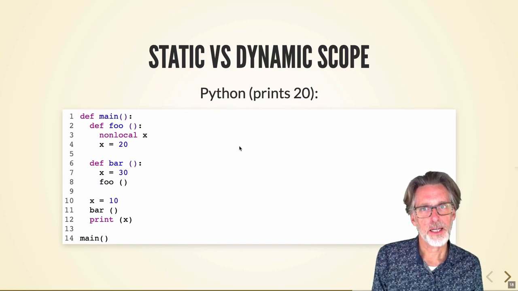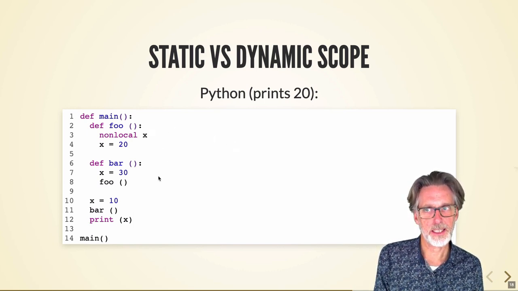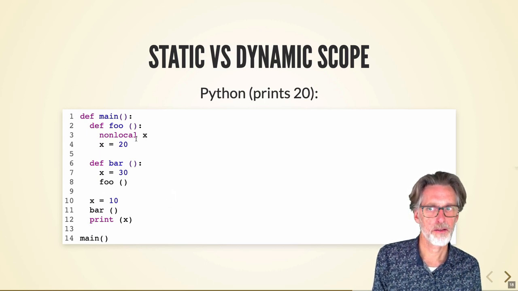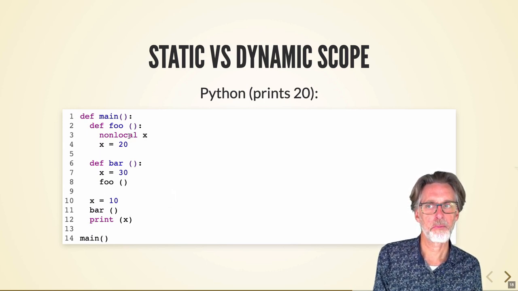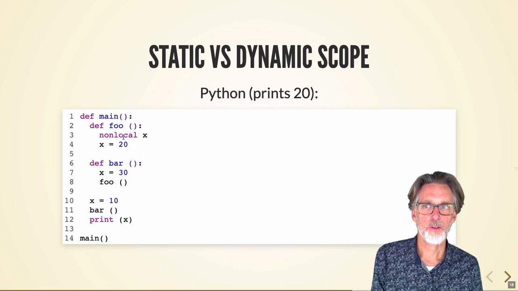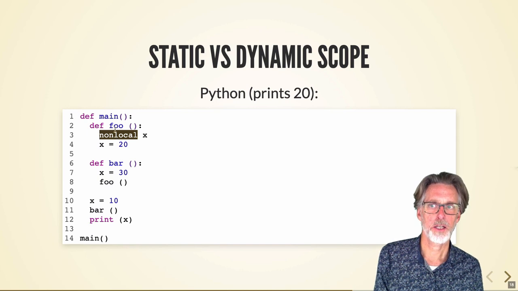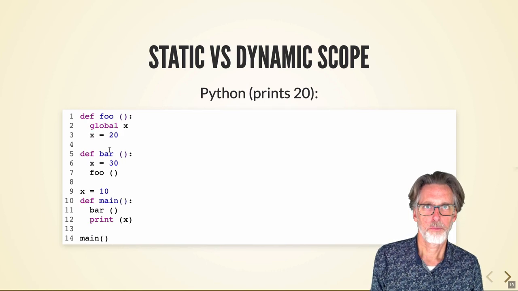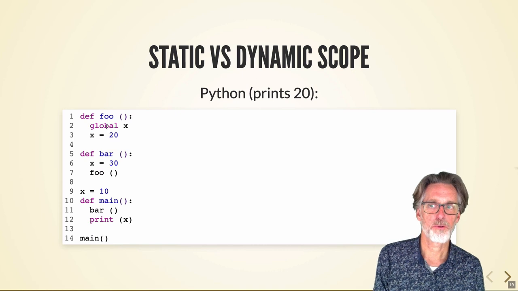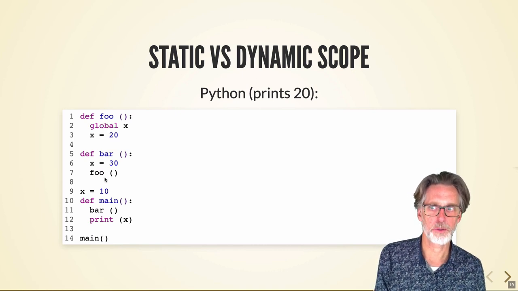Scope is interesting in Python. Python prints 20 for this program, and therefore it's doing the right thing. One thing that's interesting about Python, however, is that in order to assign a non-local variable, you actually need to put a nonlocal declaration into your function definition. So this allows me to update the non-local variable here declared in main. Python has a separate syntax for updating global variables, which are declared at top level.